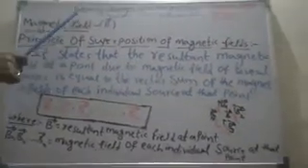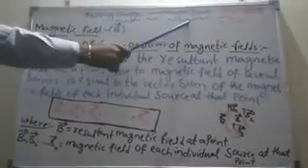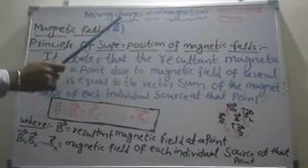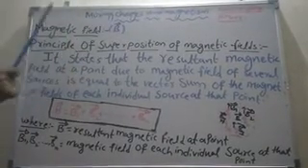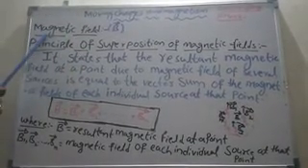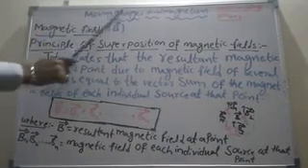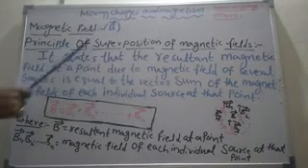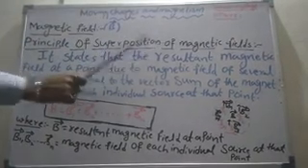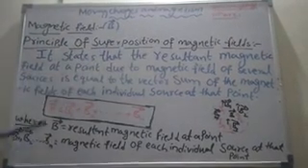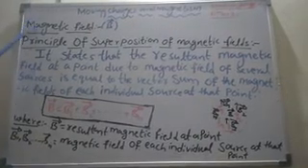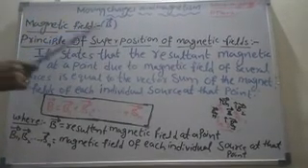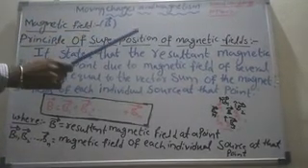In part 1 of moving charges and magnetism, we understood the introduction, Oersted's experiment and magnetic field. In this part 2 of moving charges and magnetism, we are going to understand the principle of superposition of magnetic fields and magnetic force. Magnetic field obeys the superposition principle.